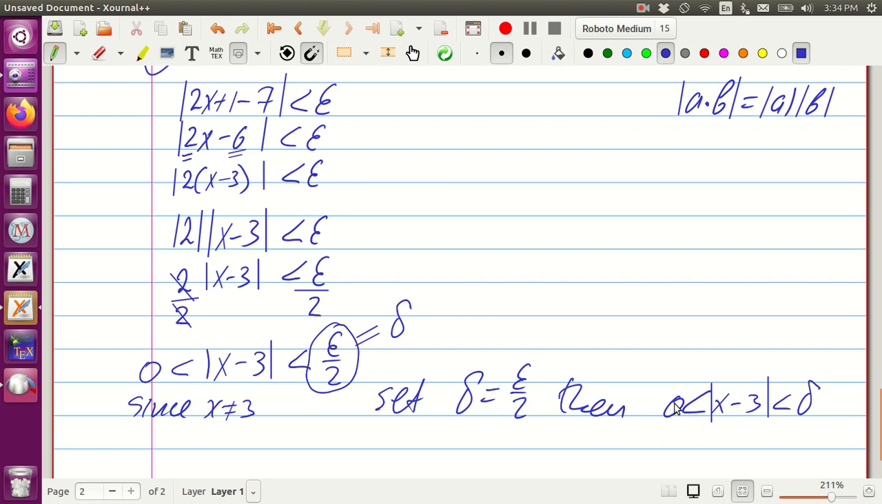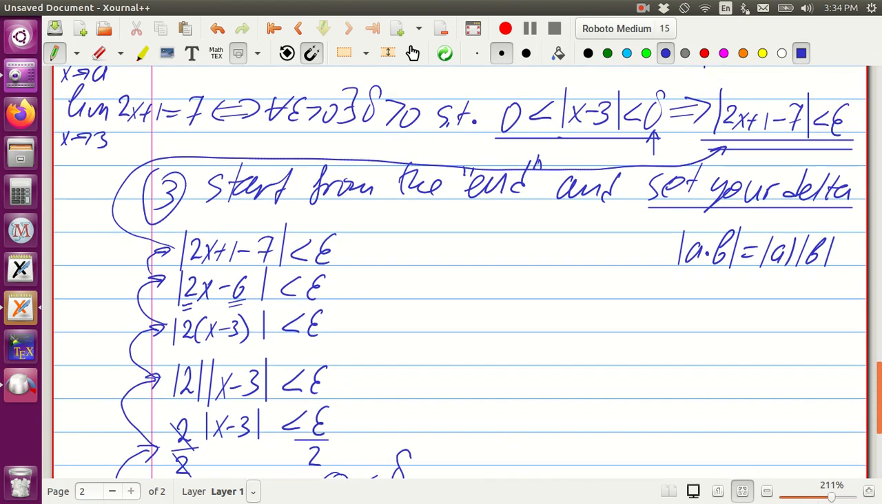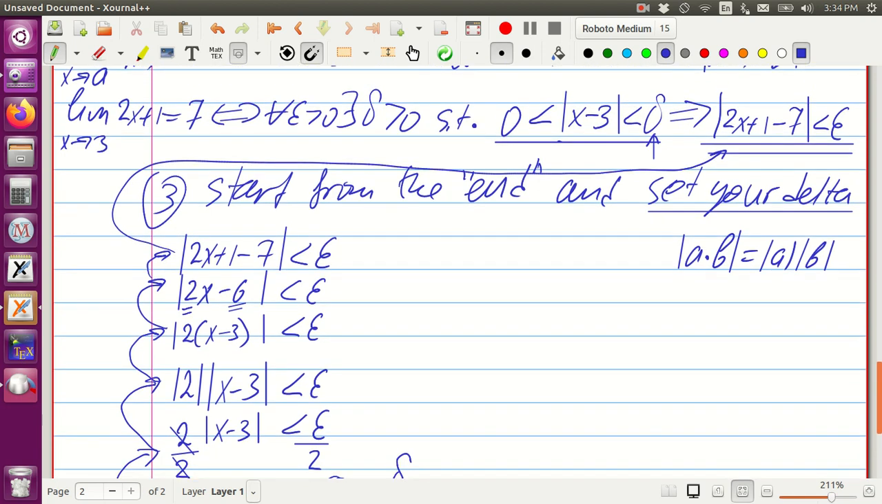Now, we are going to reverse the steps. It would mean this, and this would mean this, and this would mean this, and this would mean this, which would mean this, and then you will be all set because that's exactly what we wanted. This means this. So we proved it.